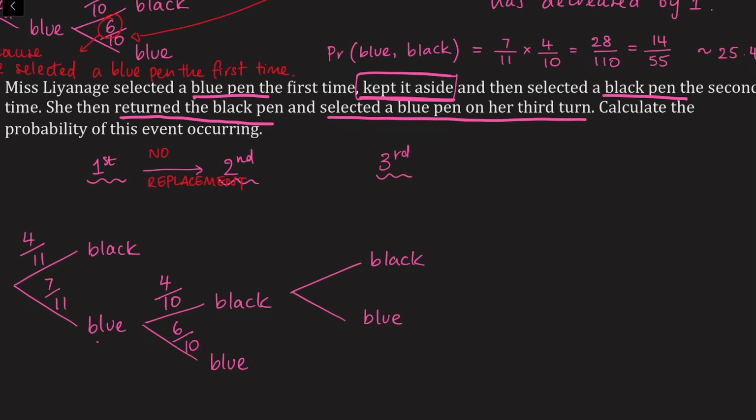So the second time I selected a black pen, I then returned it and selected a blue pen. So between the second and third event, we know that replacement has happened. So I've taken a pen from the second time, put it back, and then made a third selection. So this time my probabilities will still be out of 10. However, the numbers won't change. So for example, out of 10 pens in total, I still have 4 to choose from for black, or out of 10 total pens, I have 6 blue pens I can choose.